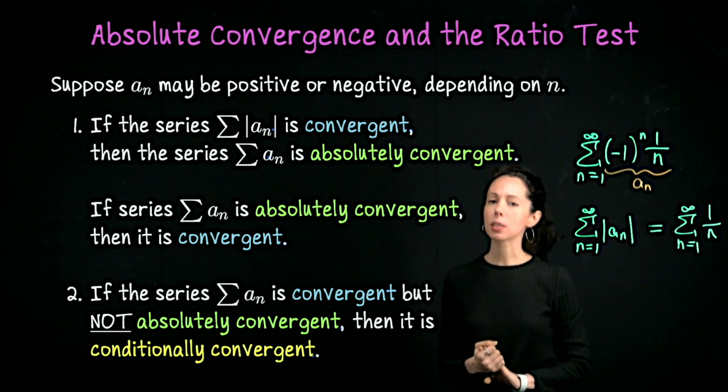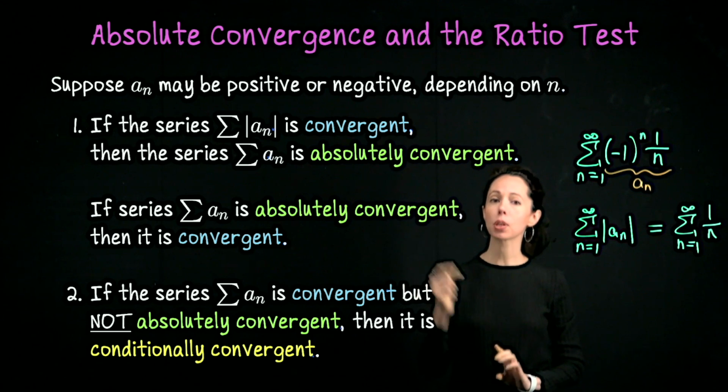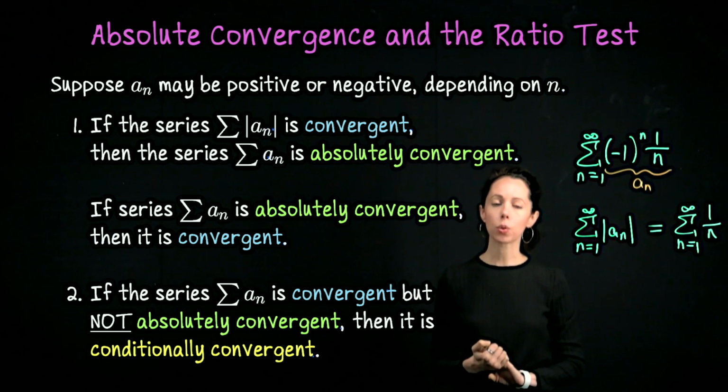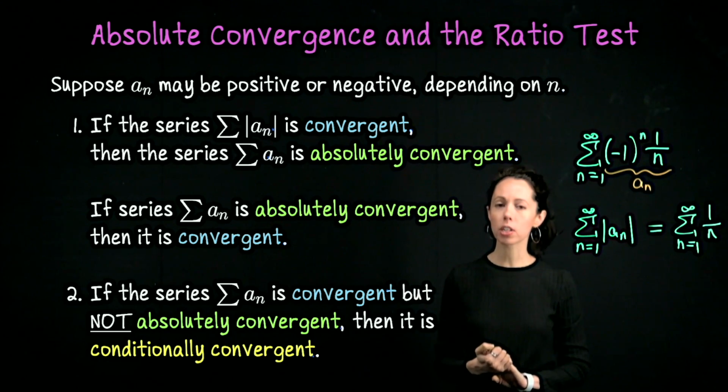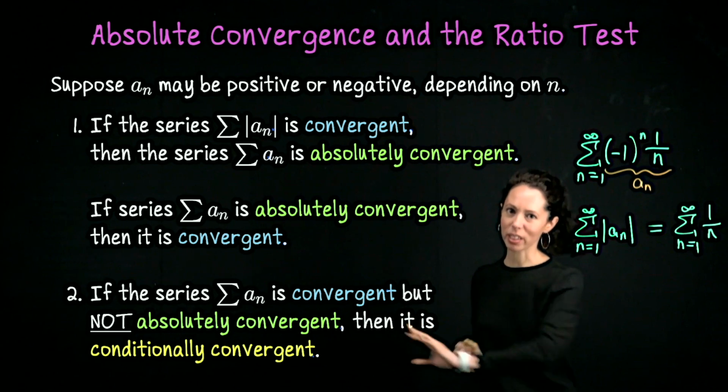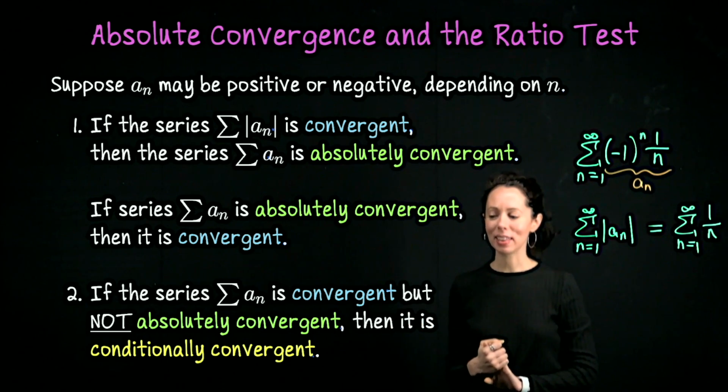The ratio test is particularly good at detecting absolute convergence. So it's a great test to apply when you think a series is absolutely convergent or divergent. It's not so good with conditional convergence, as you will see in the examples that we investigate.